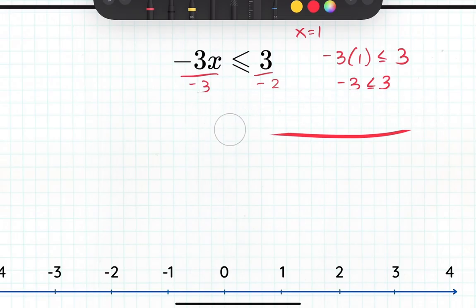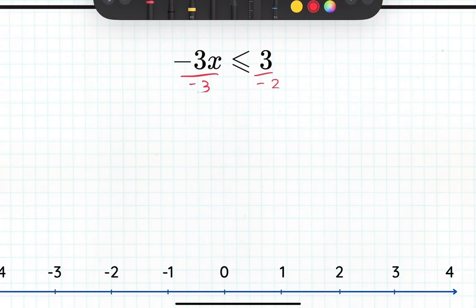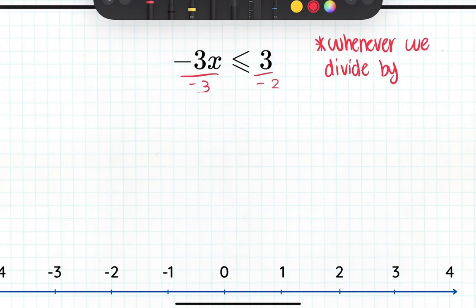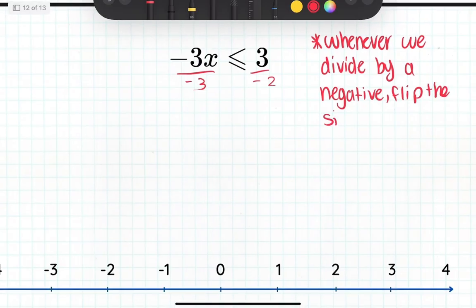So that basically tells us that whenever we divide or multiply by a negative number, we have to flip the sign. So here, when I divide by negative 3, if we divide or multiply by a negative, we have to flip the sign. So this will be x is greater than or equal to negative 1, which makes sense.